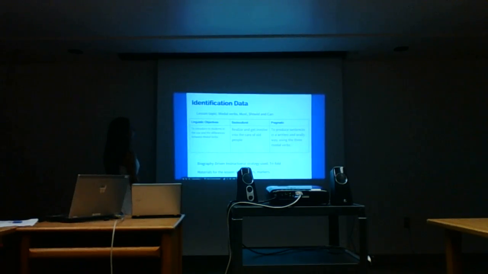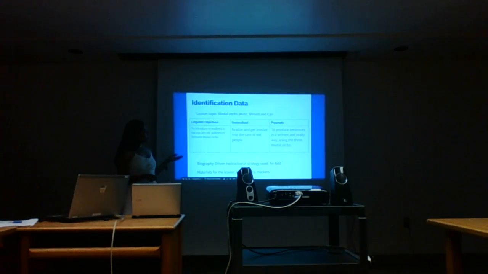Okay. Now we pay attention to a very important topic that we checked in third semester, and it's about modal verbs. We pay attention to three, the difference between must, should, and can. In this case, we talked about different objectives. The first one is the linguistic, and it's to introduce the students to the use of these different modal verbs.